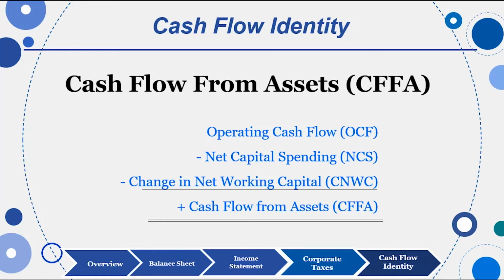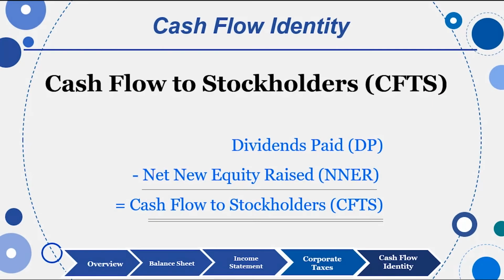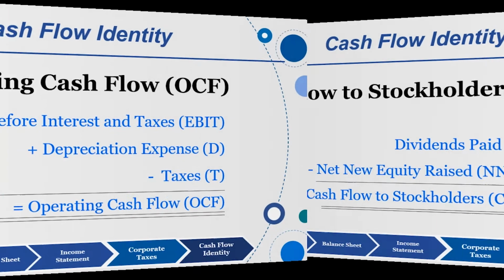How do I calculate cash flow from assets? OCF minus NCS minus CNWC. Where do I get CFTC, cash flow to creditors? Interest expense paid off the income statement minus net new borrowing from the balance sheet under long-term debt. Long-term debt ending minus long-term debt beginning gives you net new borrowing in the year. Cash flow to stockholders is equal to dividends paid, usually posted at the bottom of the income statement or in the footnotes to the annual report, minus net new equity raised off the balance sheet. Ending equity minus beginning equity will give you your cash flow to stockholders.